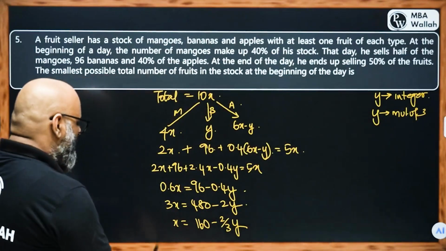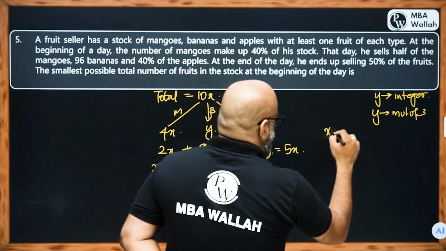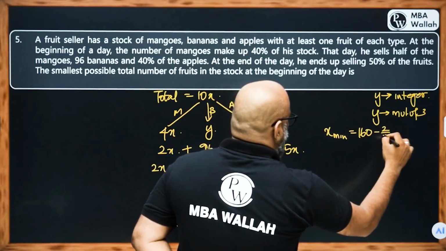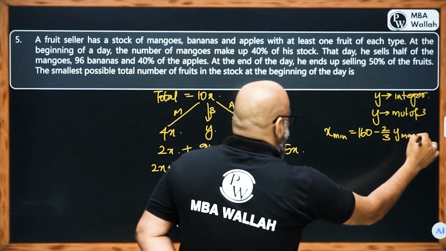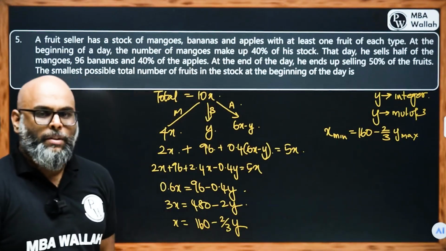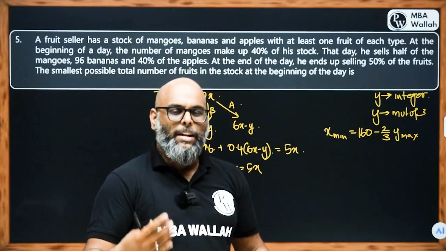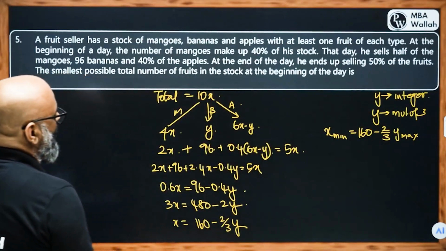But I am looking for x minimum, right? X minimum happens when 160 minus 2/3 of y maximum is plugged in. Only when y goes up, x comes down. I need y maximum. What is the maximum value of y that I can put?